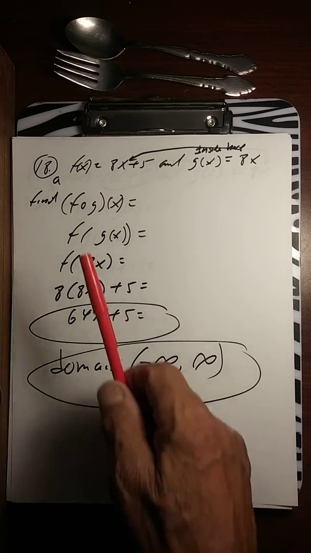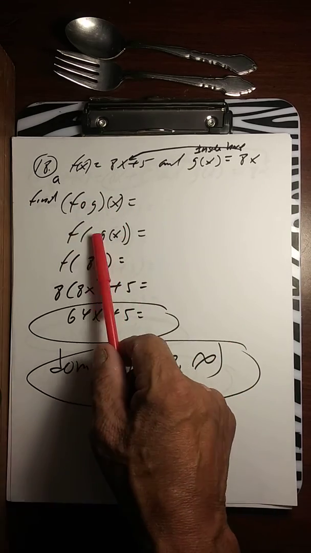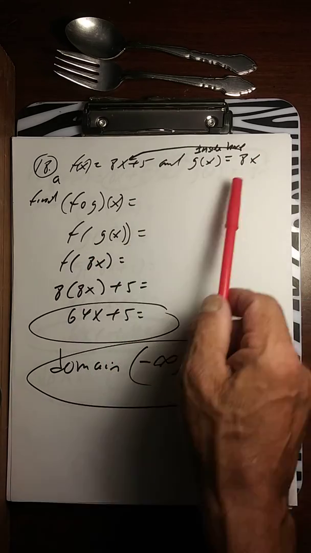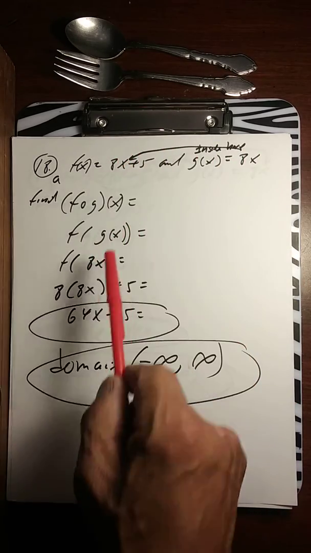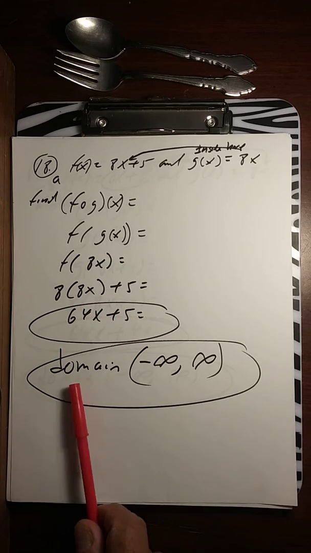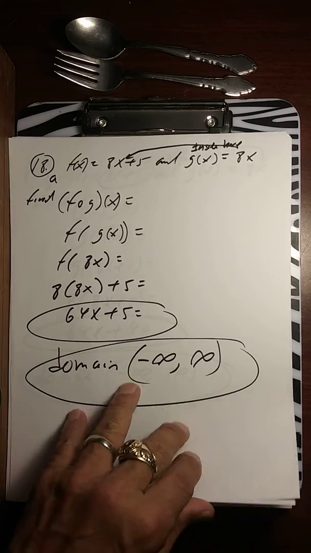Part A. F of g of x. F of g of x means put this one there, or put this one inside, right there. 8 times 8x is 64x plus 5, and that's it, we're done. Domain is negative infinity to infinity.